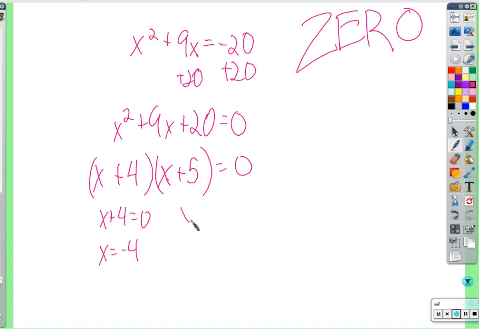Anybody done it that quickly? You know how this factors? 4 and 5. So we set x plus 4 equal to 0, subtract 4 on both sides, x plus 5 equals 0, subtract 5 on both sides.